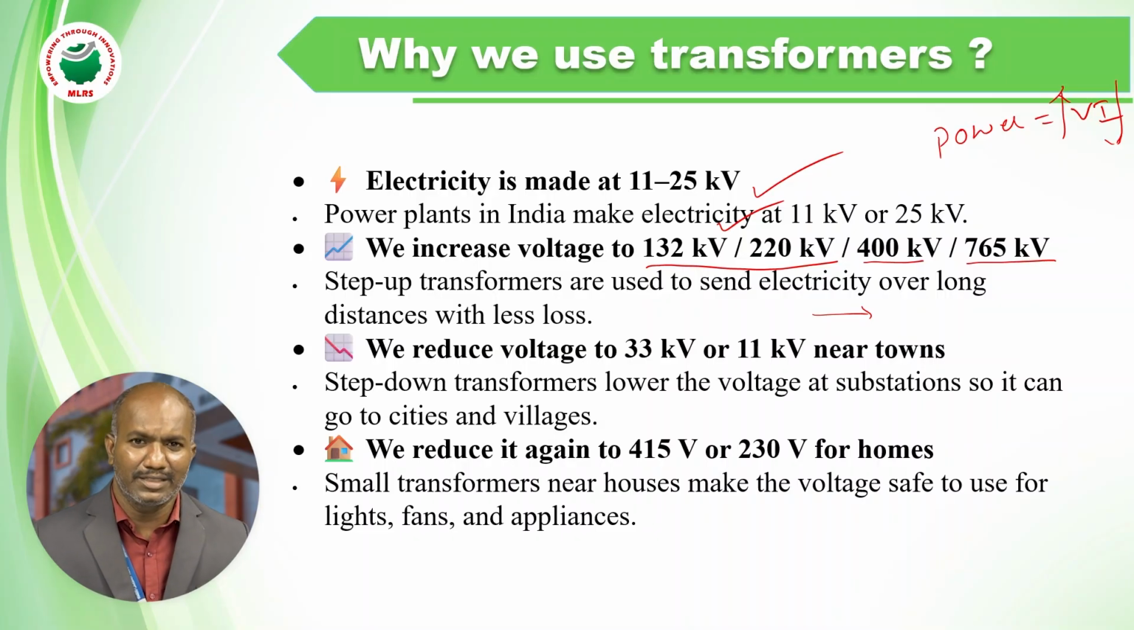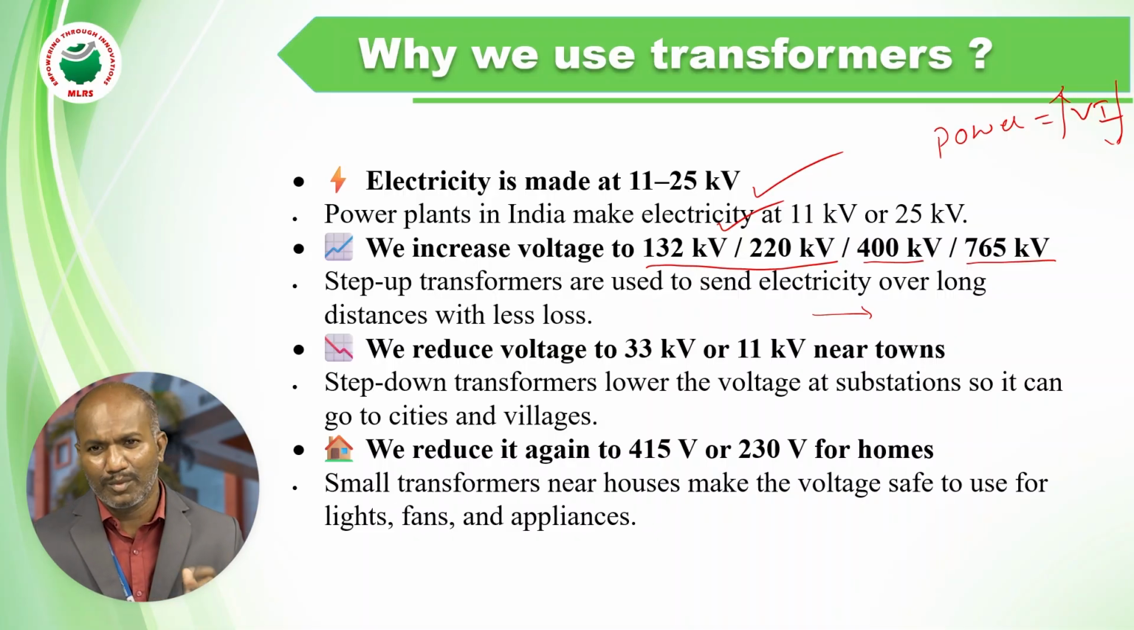So in general, transformers which are present at power plants are known as power transformers, and transformers which are placed on the distribution side or near the load centers are known as distribution transformers. This is the classification of transformers according to power level. So transformers which are placed near power plants are known as power transformers, and transformers which are placed near the load centers or distribution centers are known as distribution transformers.